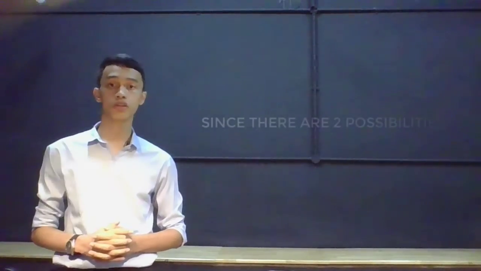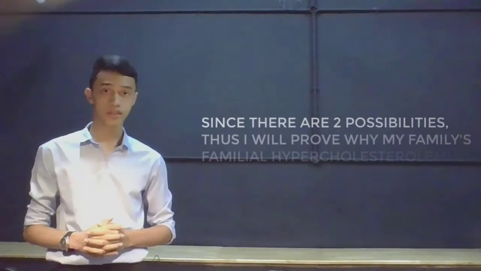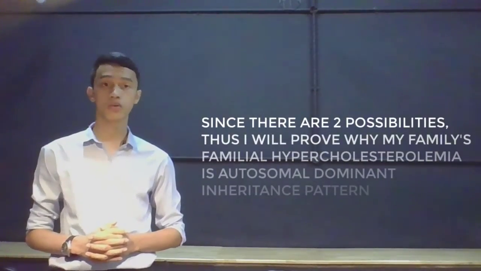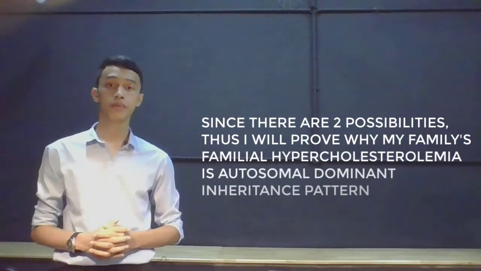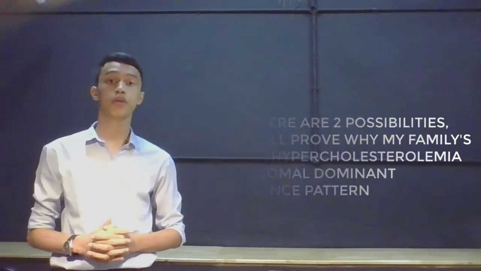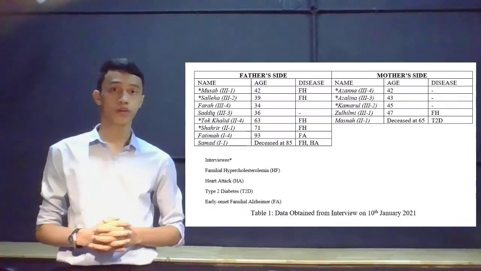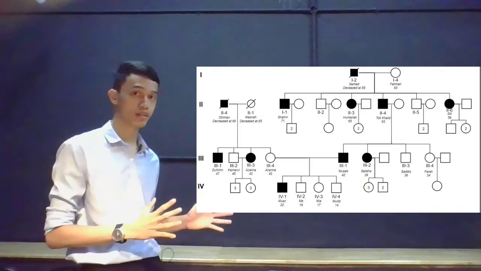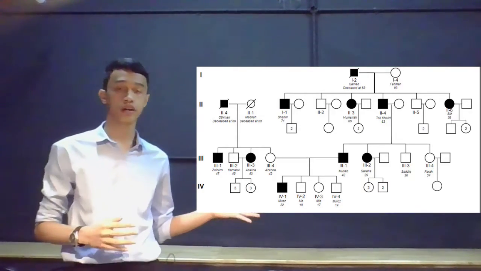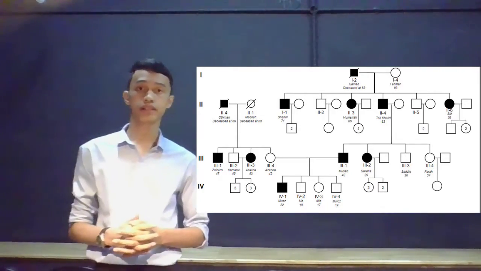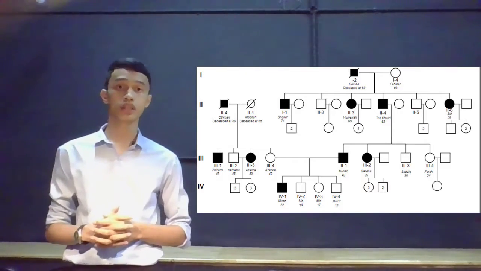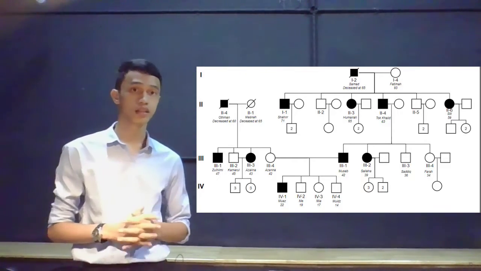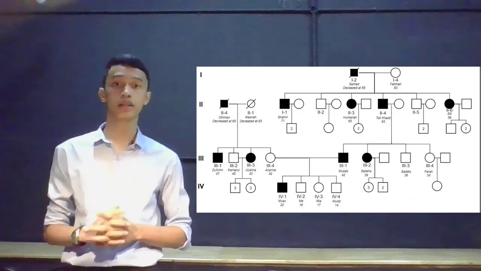Since both autosomal dominant and recessive are possible, in this assignment, I will prove why my family's inherited familial hypercholesterolemia is the autosomal dominant pattern. Now, with the data obtained from the interviews, we put all the data into one family pedigree. From this family pedigree, we can see that the disease is distributed equally among sexes. Thus, the disease is not X-linked or Y-linked.